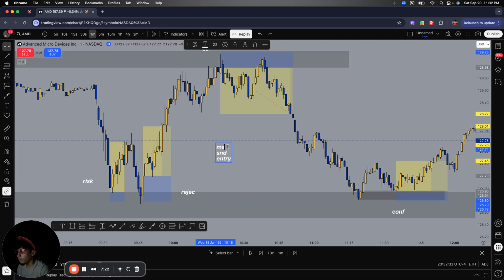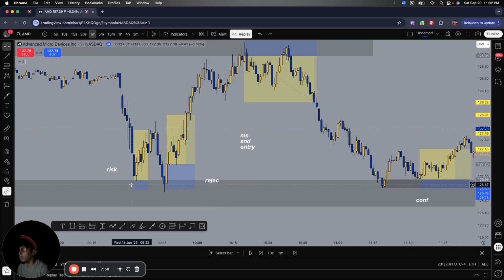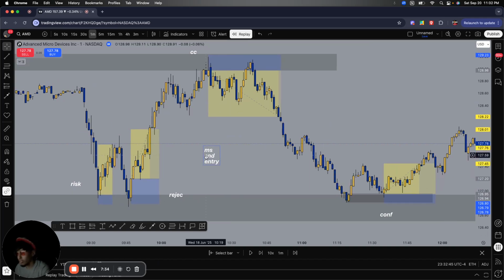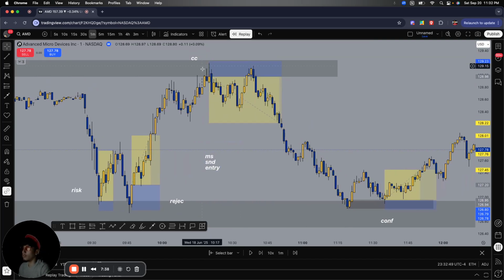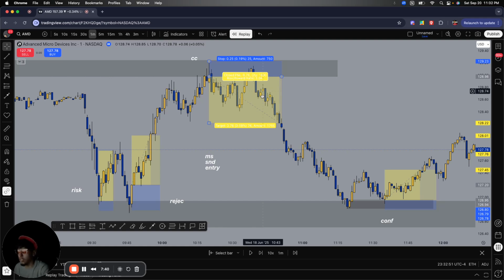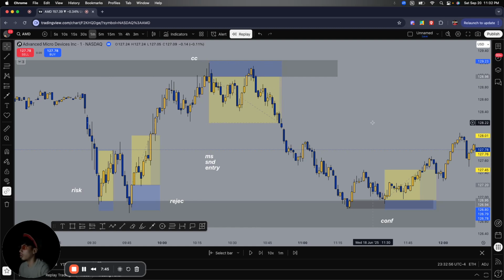So if market structure is bullish and there's a demand zone, since market structure is bullish we like to enter off of demand zones, then the entry model would be looking for something like this. But if the market structure is bearish and there's a supply zone, then the entry model will look something like this, entering off of puts. Since I'm trading options, it will be puts. So that's exactly how it would go.